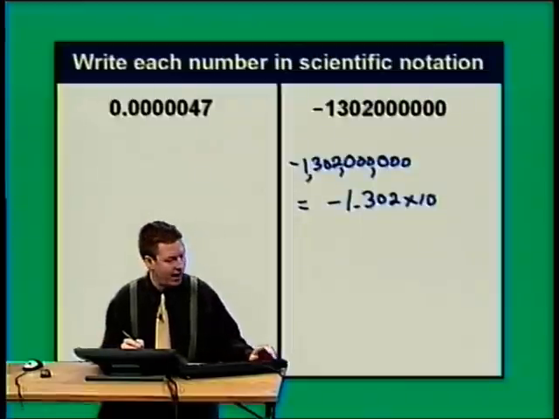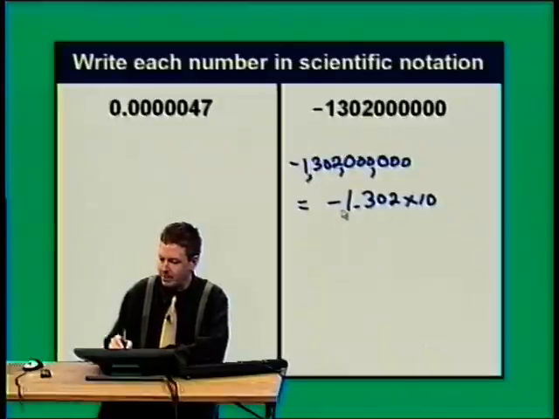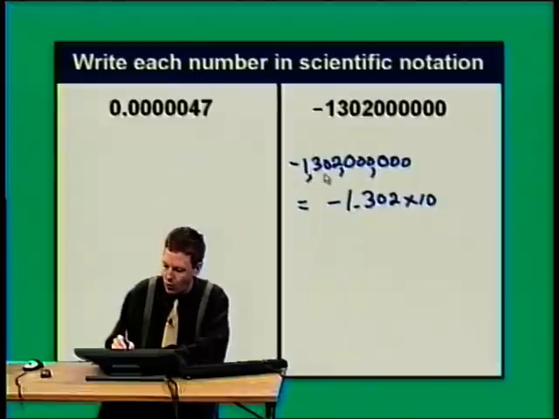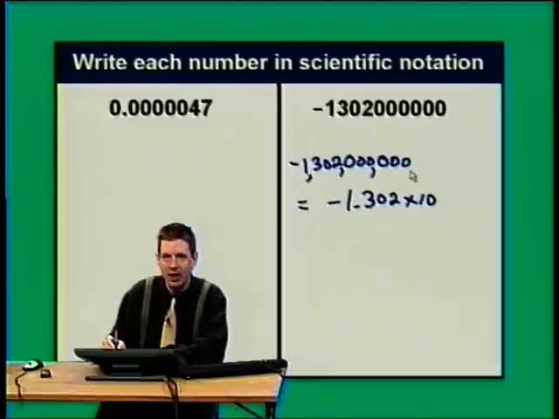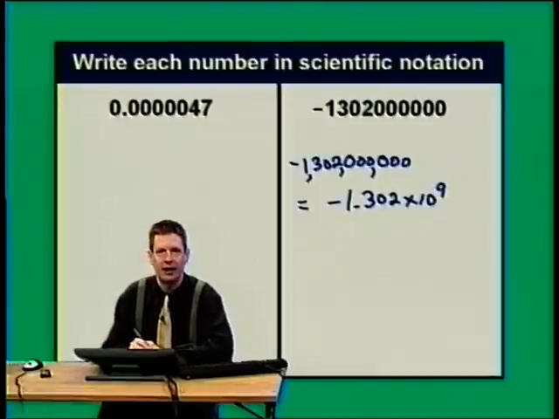Now I need to figure out how many places I need to move the decimal point. In what I've written in my final calculation, the decimal point is right here at the moment. I need the decimal point to be 1, 2, 3, 4, 5, 6, 7, 8, 9 places further to the right, so I need to multiply by 10 to the ninth.